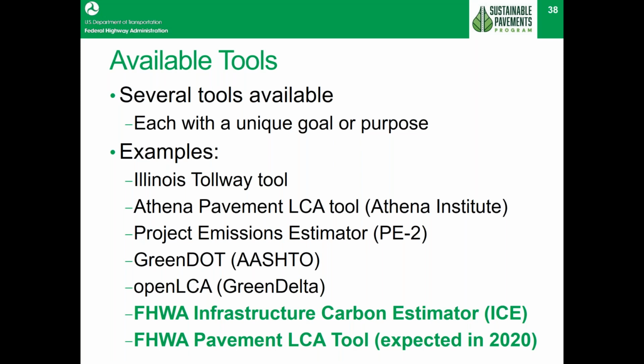So talking about some of the other tools, the Illinois Tollway tool includes pavement, structures, drainage, lighting, and landscaping. The PE tool includes greenhouse gas emissions models for construction, maintenance, and use. And Green Dot from AASHTO performs a high-level carbon dioxide calculation from the operations, construction, and maintenance activities of state highway agencies. And then Open LCA is an open source LCA tool. It is being used by the Federal LCA Commons, which you can find out more about at www.lcacommons.gov.